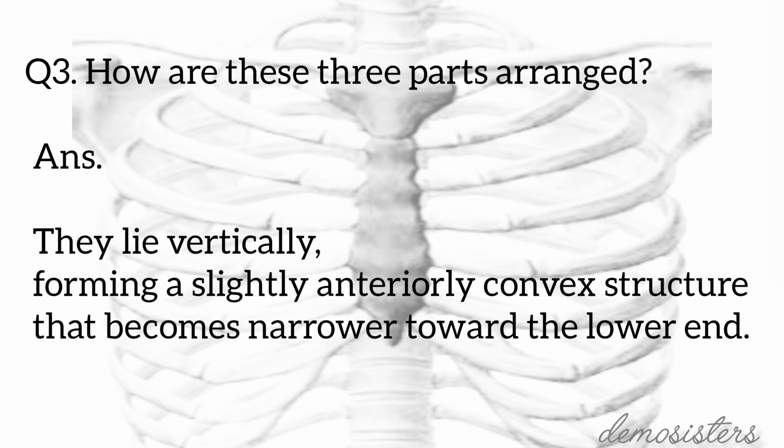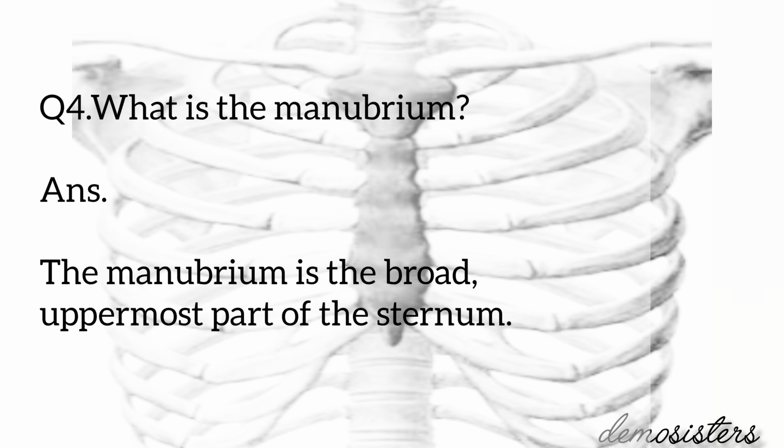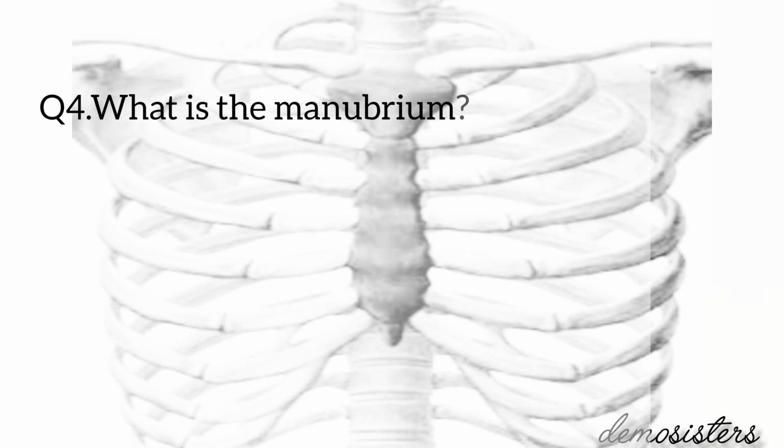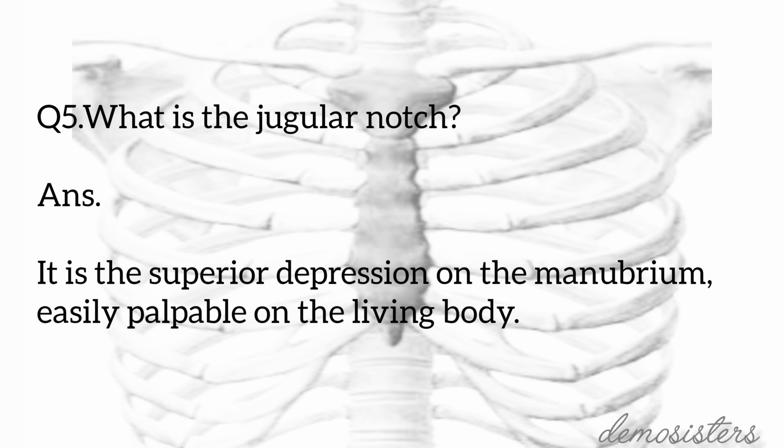How are these three parts arranged? They lie vertically, forming a slightly anteriorly convex structure that becomes narrower toward the lower end. What is the manubrium? The manubrium is the broad, uppermost part of the sternum. What is the jugular notch? It is the superior depression on the manubrium, easily palpable on the living body.